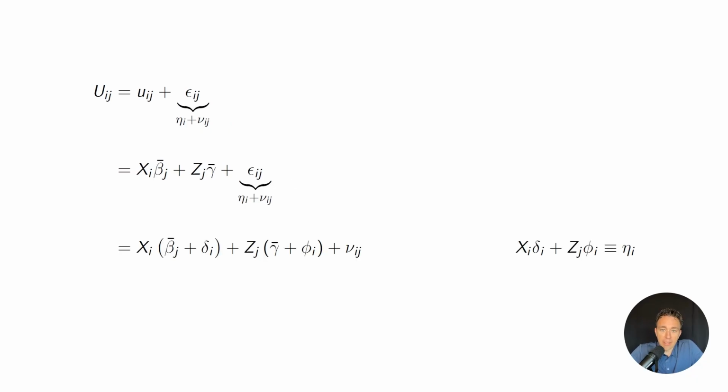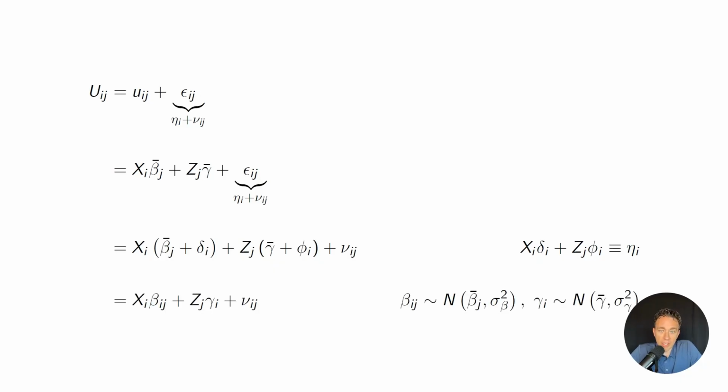these are the same parameters for every person in our population. Now let's do a little bit more math, and let's try and bring those eta terms into their x and z components. So we can redefine eta as being x times delta plus z times phi. And then we can bring those terms in so that we have an average component, that's the beta bar or gamma bar, and an individual component, that's the delta i or the phi i.